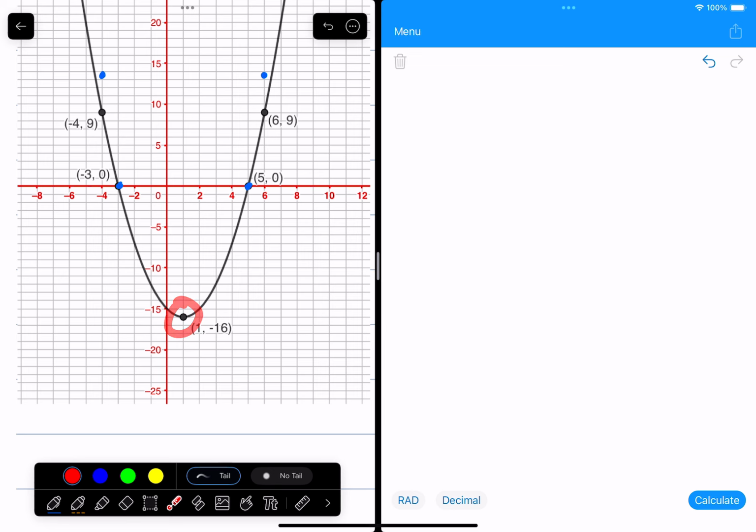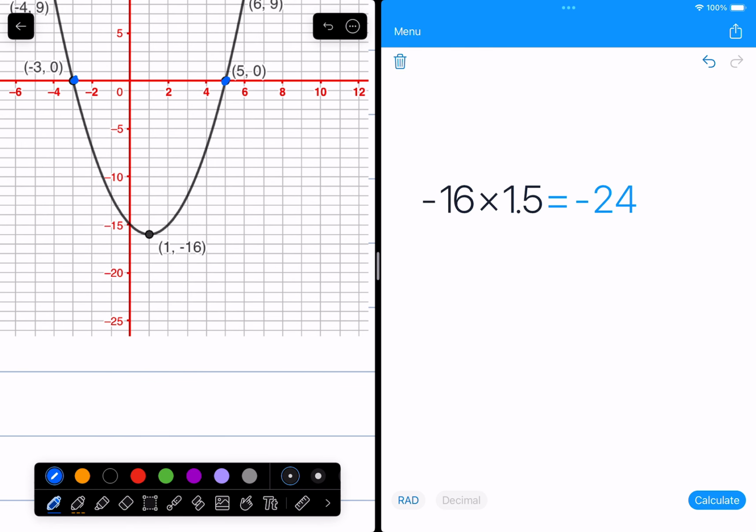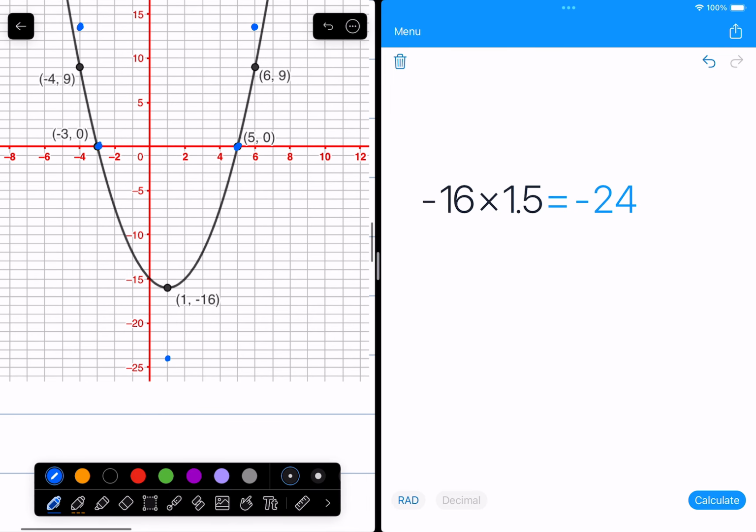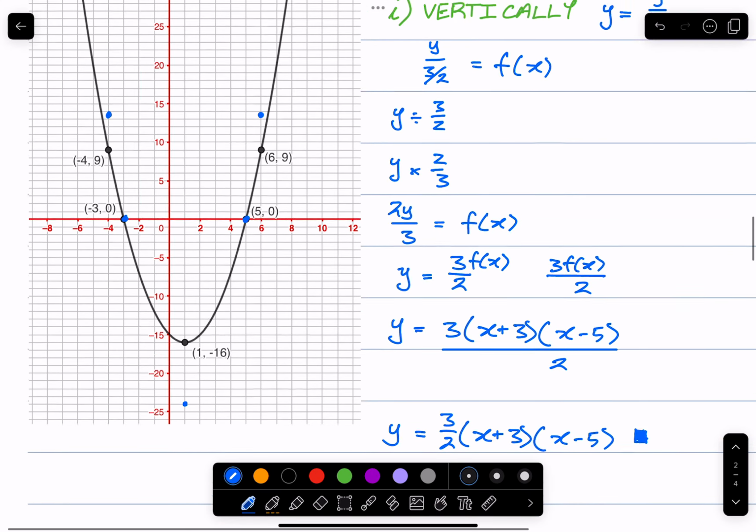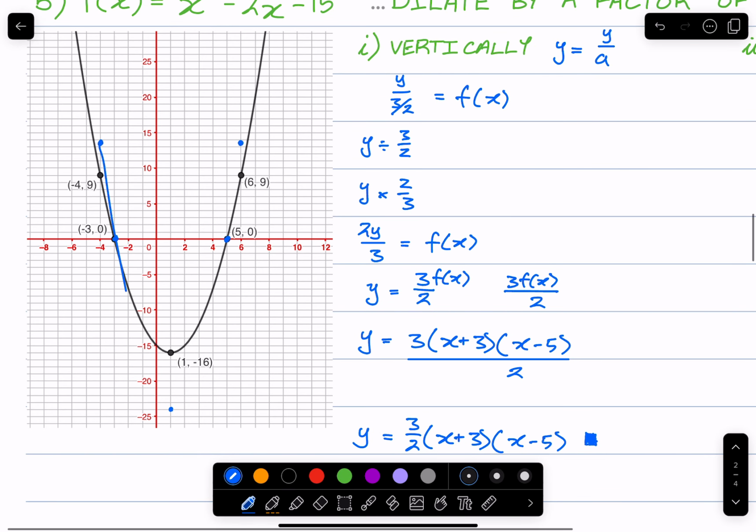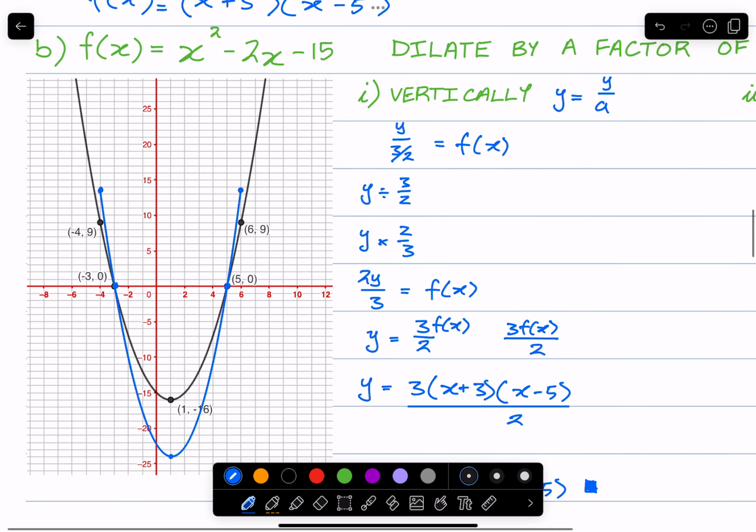And now for negative 16, its distance is currently negative 16. So multiplying that by 1.5, we will get negative 24, which would be all the way down here. Looking at those points, we can see the vertically dilated function like so. And we can extend this.